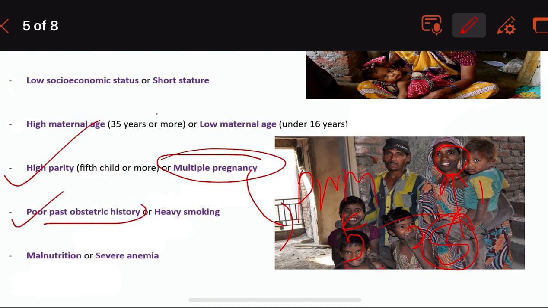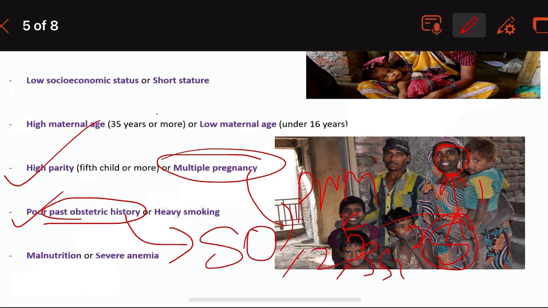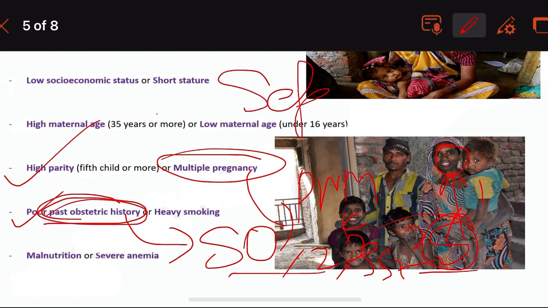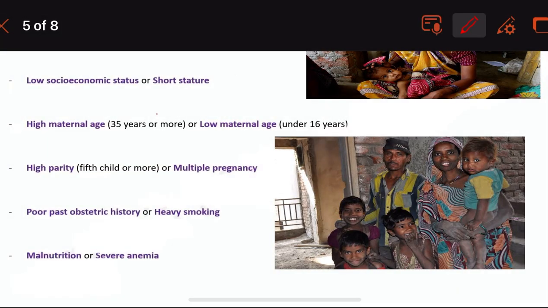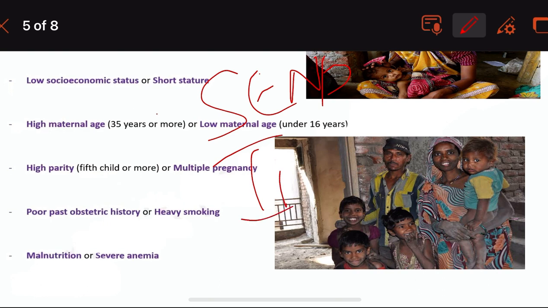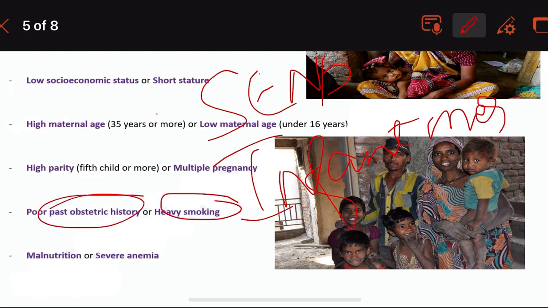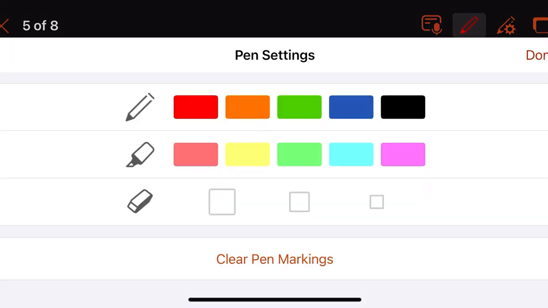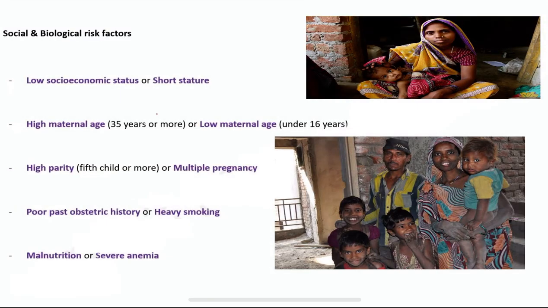And next we have poor past obstetric history. If there are spontaneous abortions or 2 or 3 continuous stillbirths, septic abortion, the bad obstetric history, if the mother is having stillbirths or early neonatal deaths, or the baby is dying in less than 1 year, when infant mortality is occurring. All of these could be bad obstetric history. And if the mother is a heavy smoker, that also could be one of the causes for perinatal deaths.